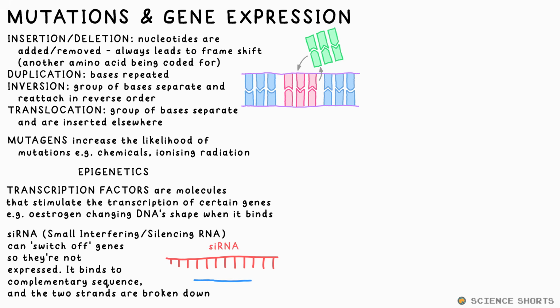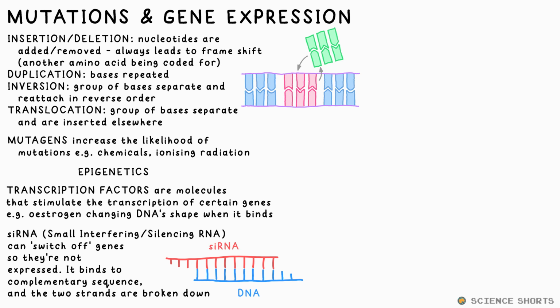Small interfering RNA, or siRNA, can switch off genes so they're not expressed. That's why it's also called silencing RNA. It binds to the complementary sequence if found on mRNA, giving it a second strand. This is then detected as being not quite right, so it's broken down by enzymes so the sequence the mRNA carried isn't translated. The turning on and off of genes can be inherited even though the base code hasn't changed.